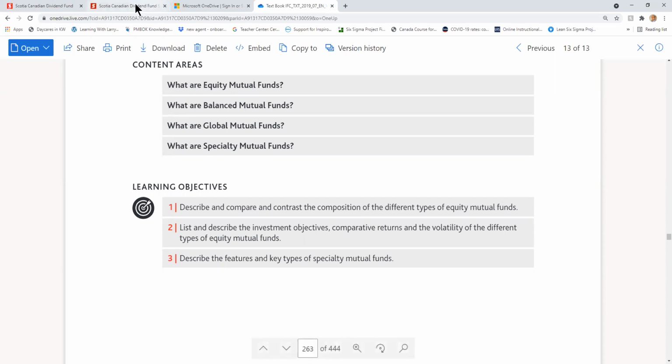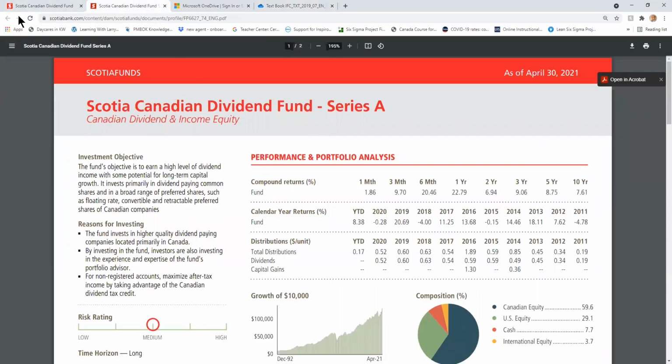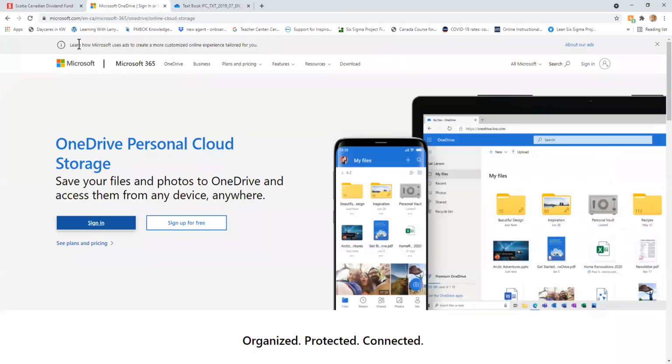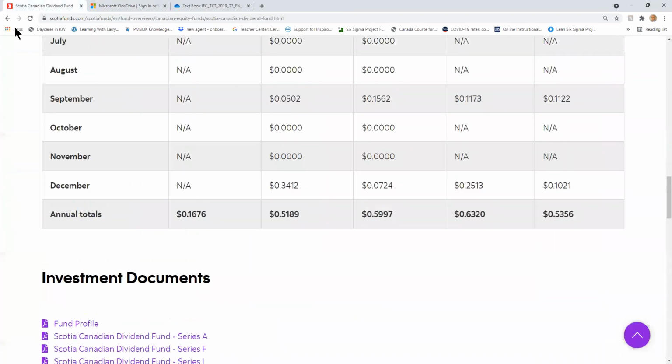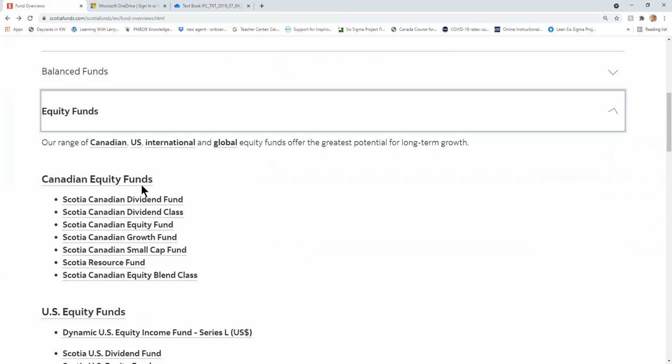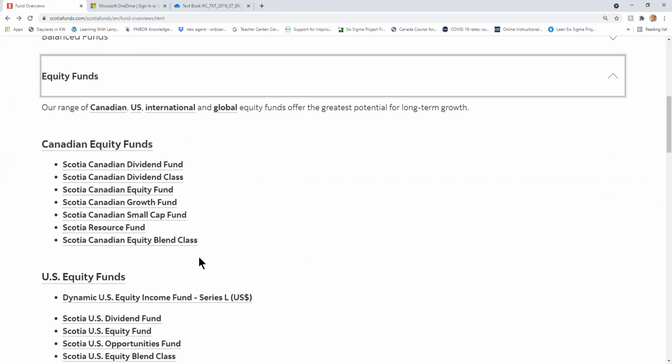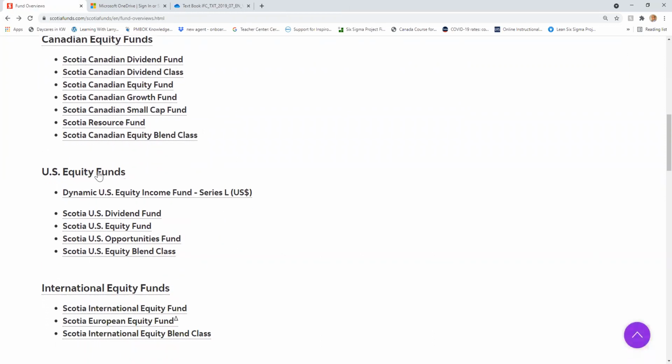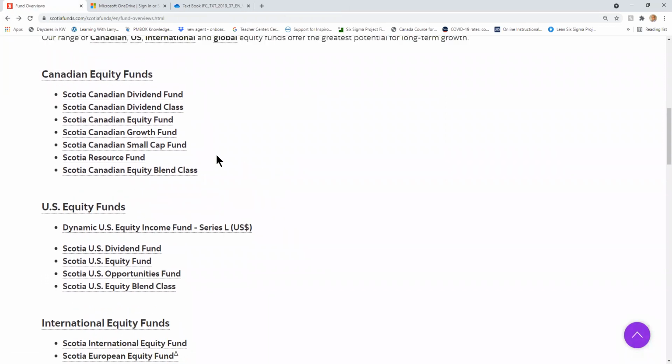So in our dividend fund, we are going to close that. Let's go back to the Scotiabank site. You can see here under the equity funds, there's a wide range of equity funds. Canadian obviously are mainly invested in Canada, US obviously invested in US. Let's take a look at the Canadian equity fund.